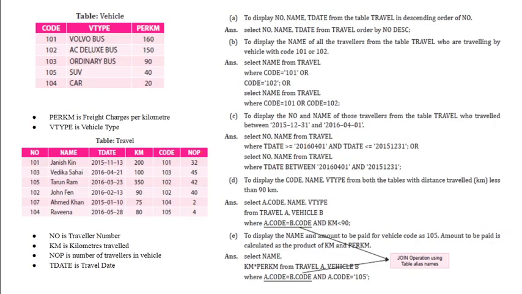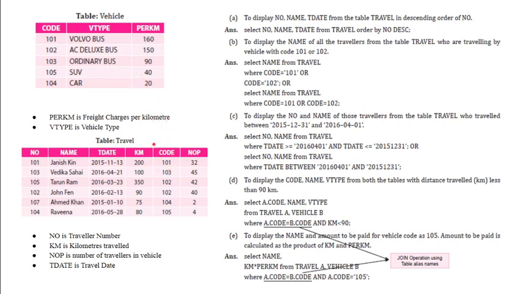Let us consider an example. Here we have two tables, one is vehicle and the other is travel. The first question is to display number, name, T date from the table travel in descending order of number. These three are from the table travel, so there is no need to join or perform equijoin.